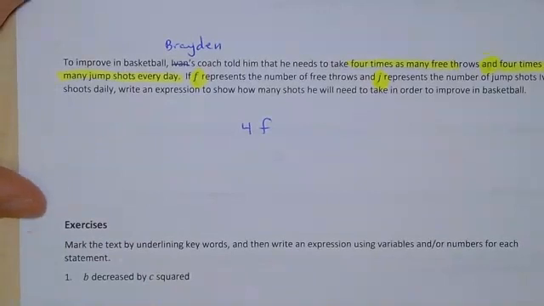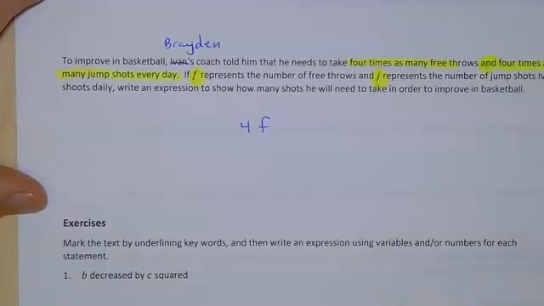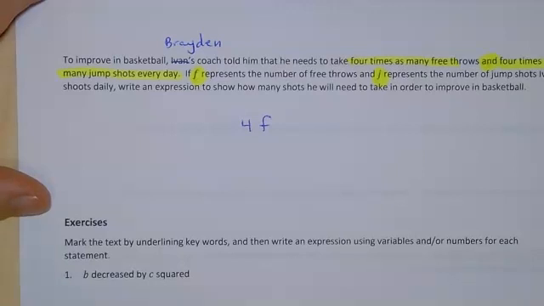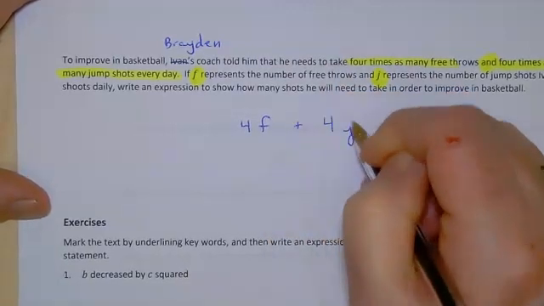And what do I put down for the word and? No, and. In math means what? Yes, add. And 4 times as many jump shots.